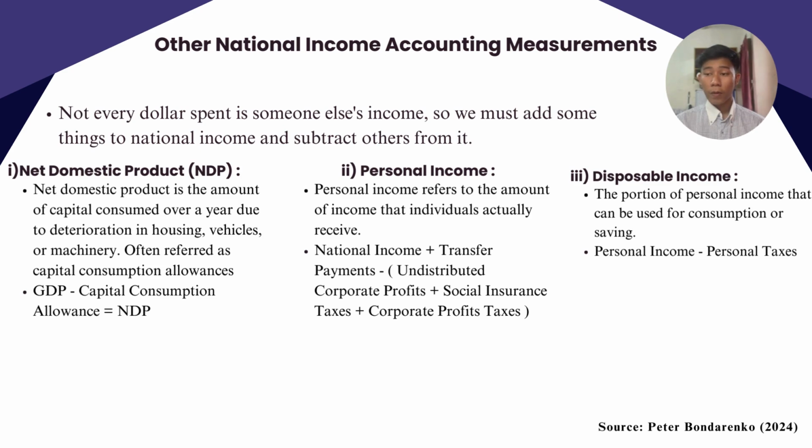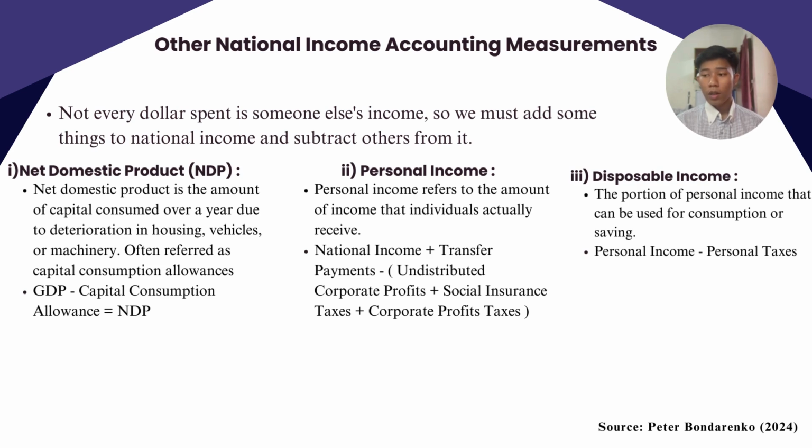Okay, for the last part for me is other national income accounting measurements. So basically this part has 4 different things, which are net domestic product, NDP, personal income, disposable income, and also the last one is the division of income. The first one, NDP, net domestic product, is the amount of capital consumed over a year due to the deterioration in housing, vehicles, or machinery, often referred to as capital consumption allowance. The formula for this is GDP minus the capital consumption allowance.